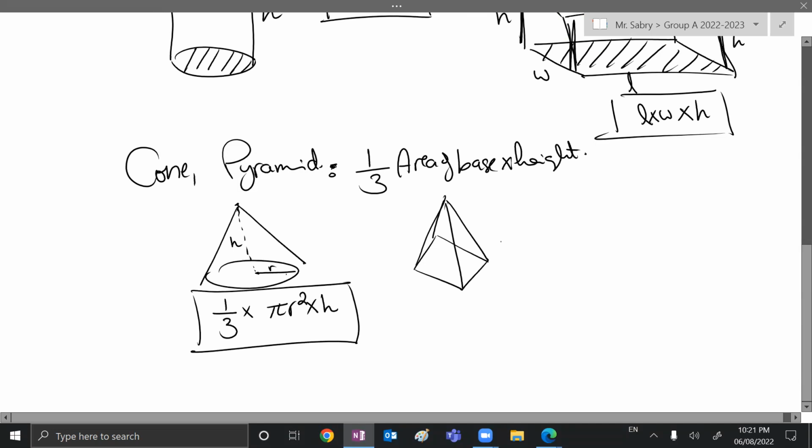Same thing applies to a pyramid with a square base. The area of the base is side times side. That's the area of the base. Now multiply that by the height, which is the dotted line here. Multiply that by 1 over 3, and you've got the volume of the pyramid. Everything so far makes sense.